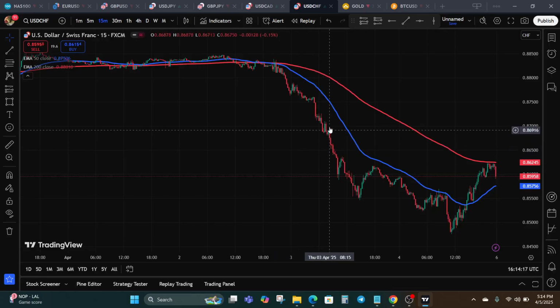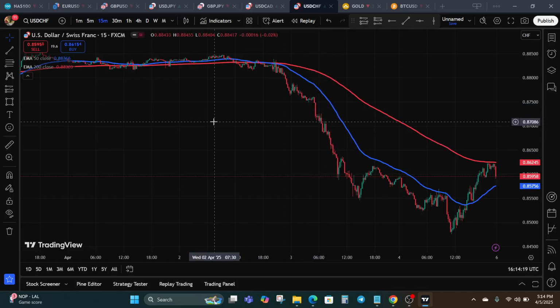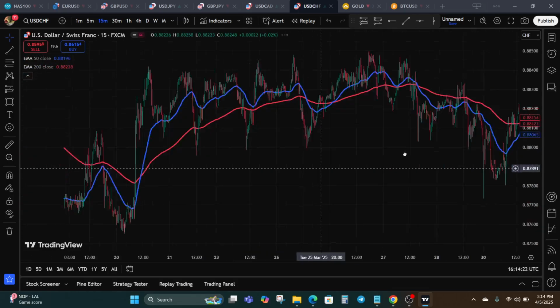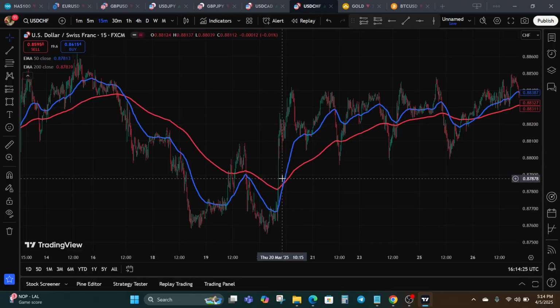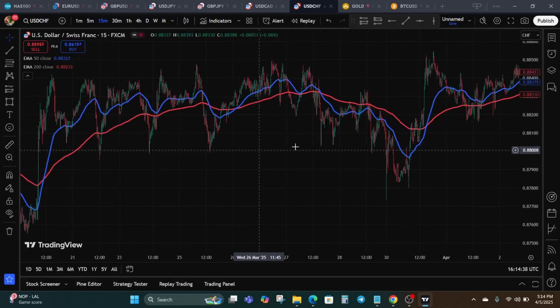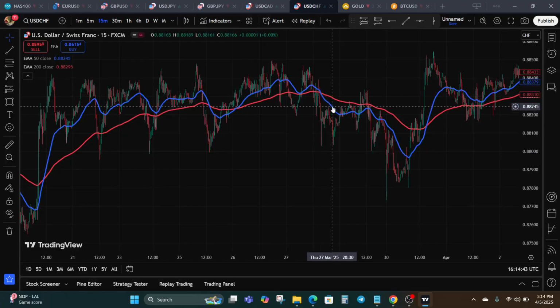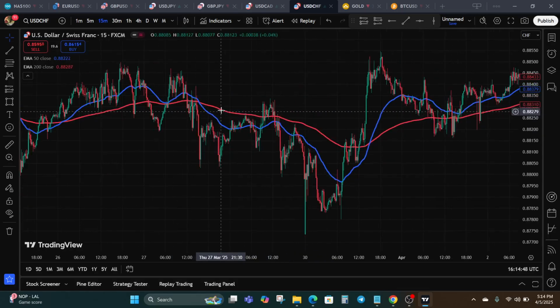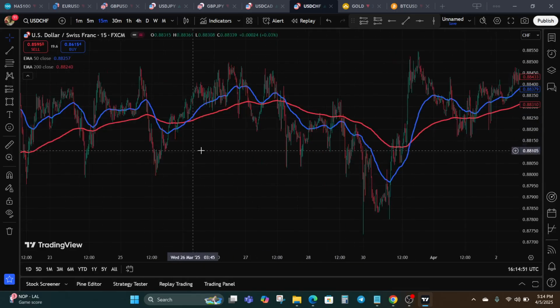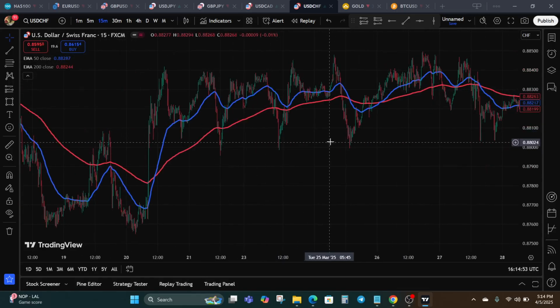Okay, when the 50 period EMA crosses above the 200 period EMA, it's generally a signal that the market is in an uptrend. All right. Conversely, when the 50 period EMA crosses below the 200 period EMA, it indicates a downtrend. All right. So these crossovers are key entry signals for this strategy.